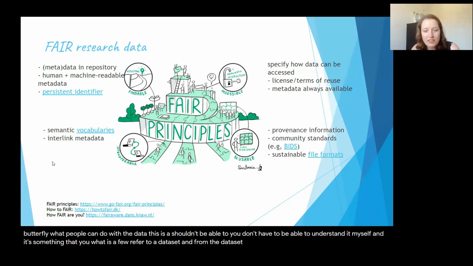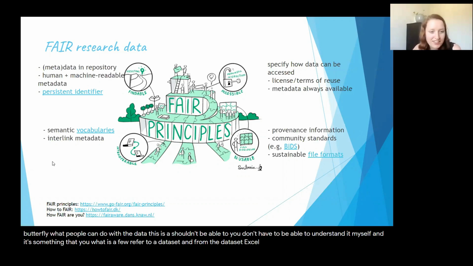Then reusability means that you provide provenance information. So how were these data actually created? Use community standards such as the BIDS standard, which I'm not going to explain anymore because that's been touched upon twice already. And use sustainable file formats. One very simple example of a non-sustainable file format is Excel, because that's a proprietary format that can only be opened with Microsoft Excel. So it's recommended to use, for example, comma-separated files or tab-separated files, which may contain the same information, but can be opened with many tools, also open source tools.